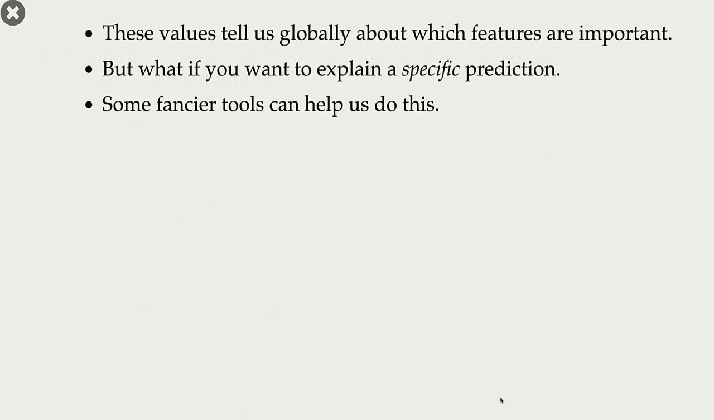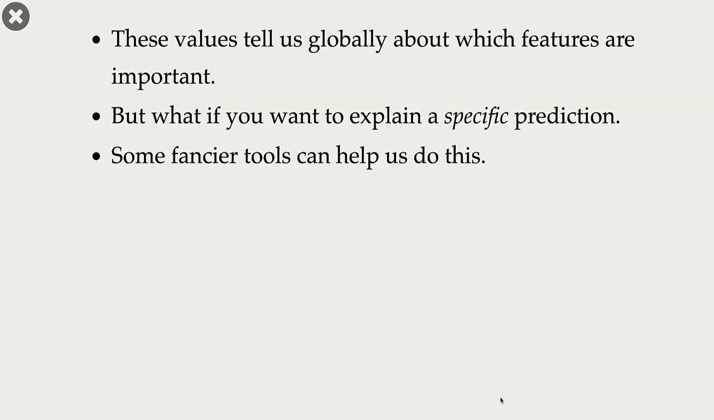The approaches that we have seen so far, they tell us globally about which features are important. But what if we want to explain a specific prediction? Suppose we train a model and we are using this model, and now we have a new test example and the model gives us some prediction. Now we want to find out why the model gave this specific prediction, which features contributed to this prediction. There are some fancier tools which can help us with this. And in the next video, we will talk about one of such tools called SHAP.